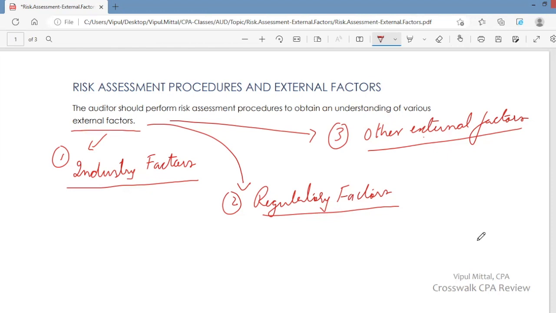You perform risk assessment procedures to obtain an understanding of the entity, its environment, including its internal control. And this includes obtaining an understanding of various external factors. These are industry factors, regulatory factors, and other external factors. You obtain this understanding so that you may assess the risk of material misstatement properly. Risk of material misstatement at the financial statement level and at relevant assertion level.